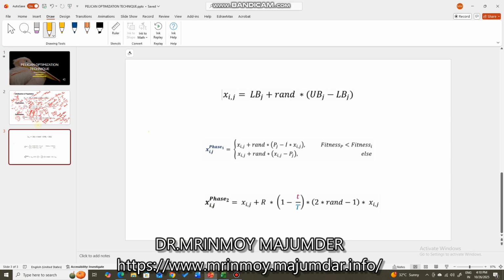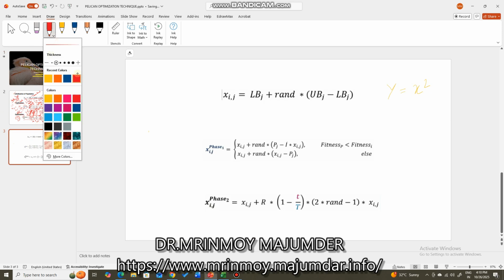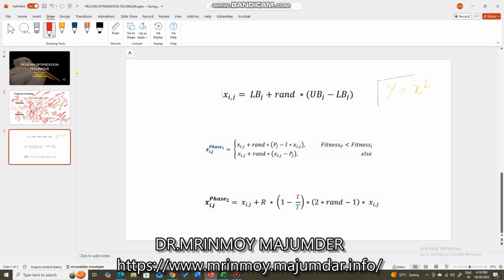So our example is the objective equation y is equal to x square. The y is equal to x square is our objective equation. As usual, this x is our design variable that you have to change, and this y is the objective variable.